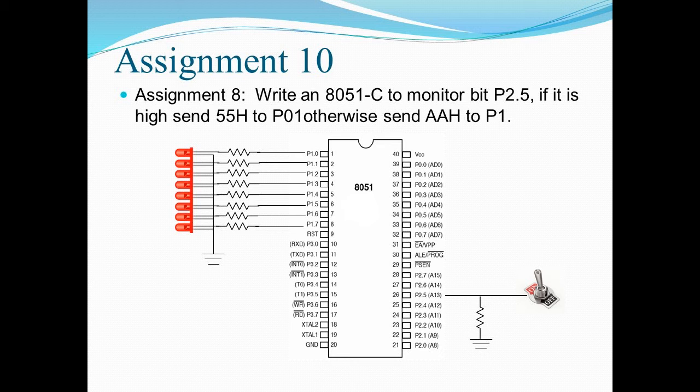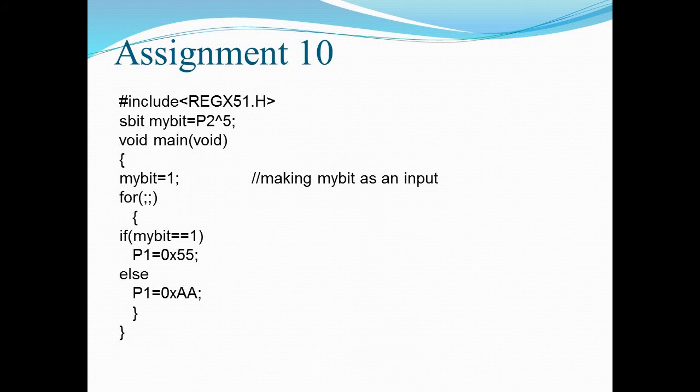Number 10, as I told you before, whenever we are using an sbit variable, it has to be declared before void main void, and this sbit data type is used when we are interfacing any single bit variable externally. So here we have an sbit variable whose name is mybit, and it is assigned with port number 2 and line number 5. After that, we have to write void main void, and here I have written mybit is equal to 1.